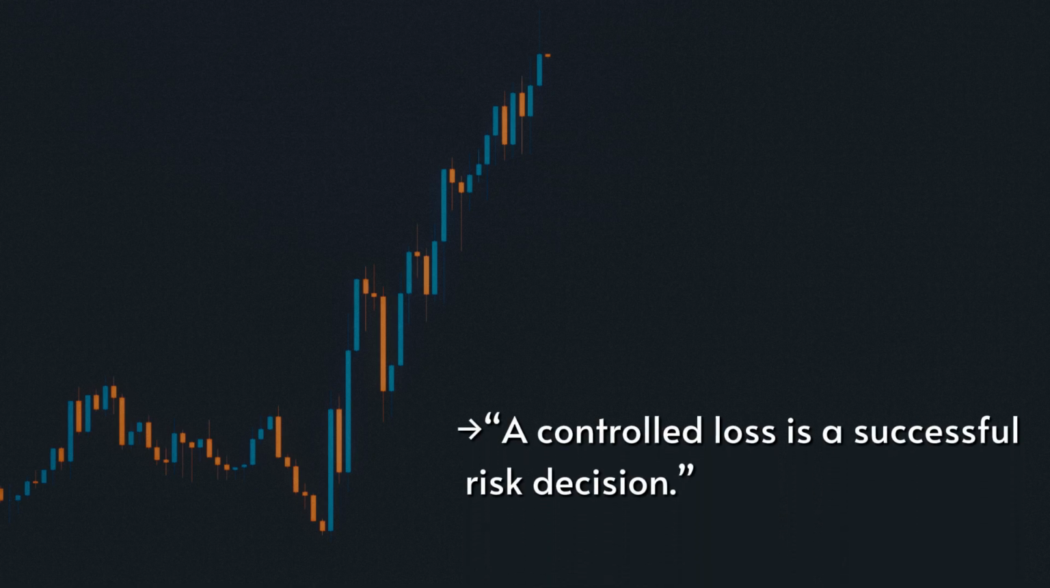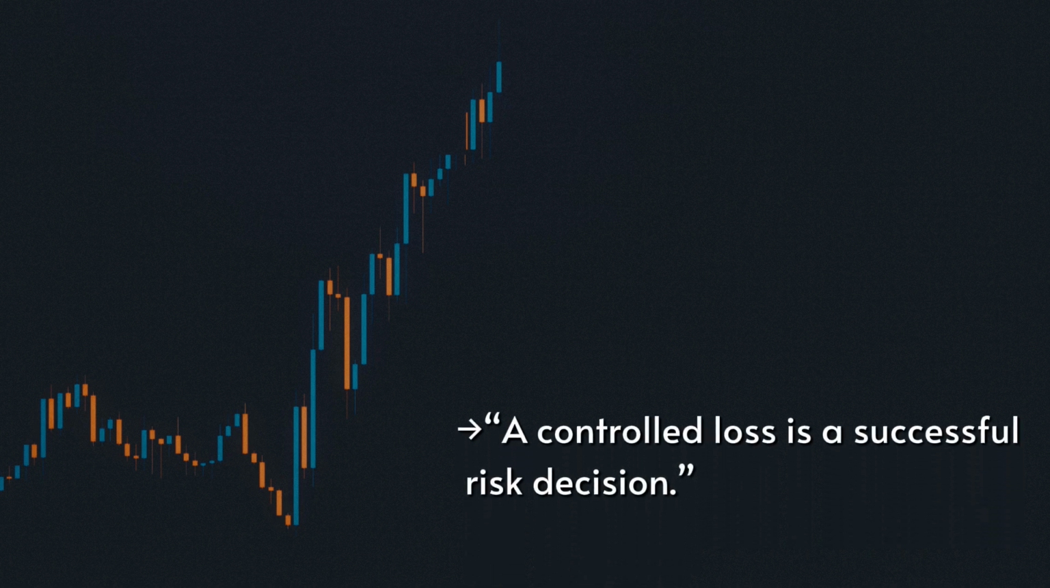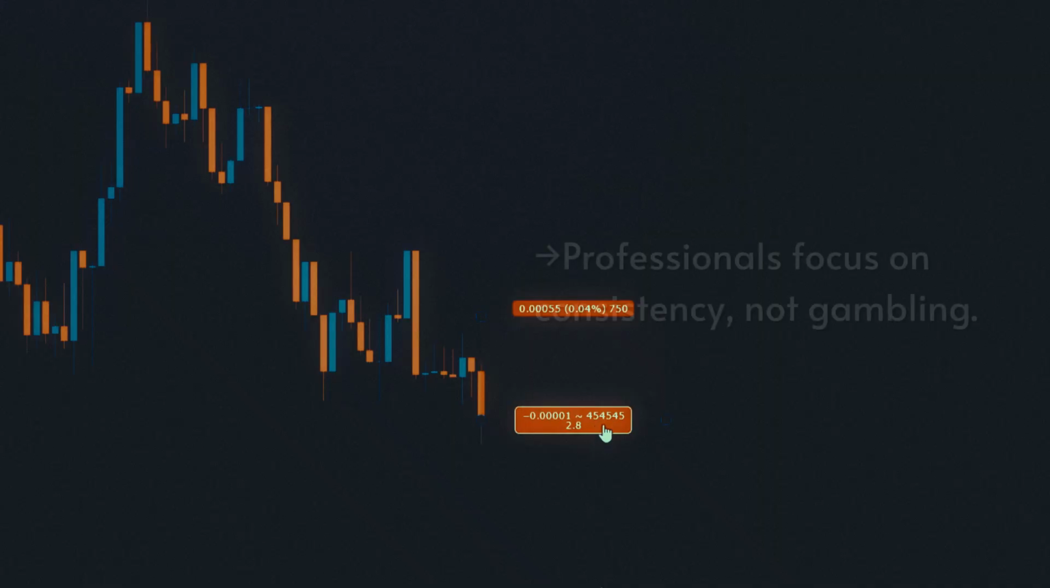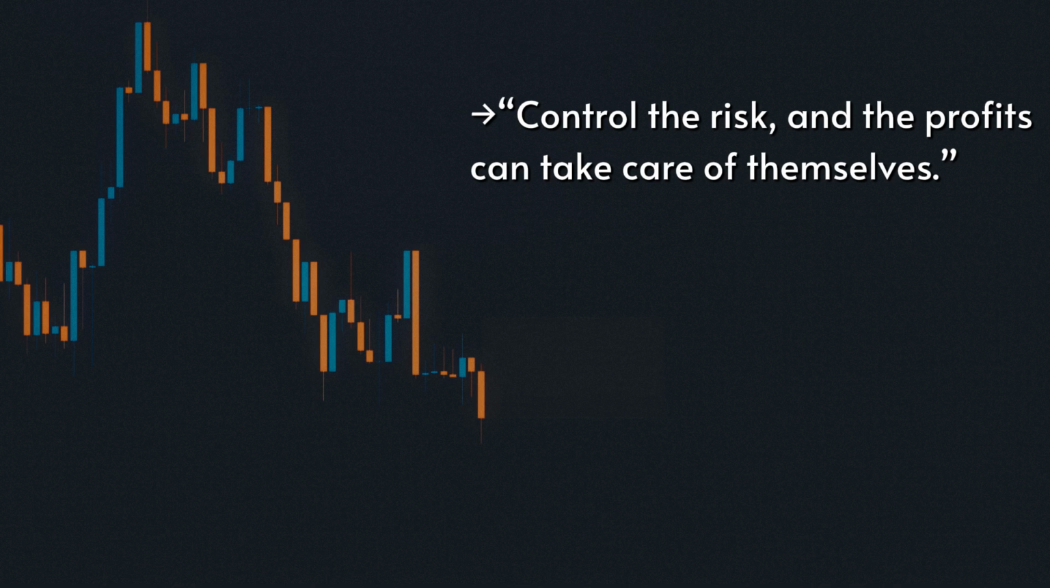And this is exactly why this is non-negotiable for gold. As we said, gold can move fast. A news announcement can send it flying. Without this shield, that volatility is a terrifying threat. But with disciplined risk management, that same volatility is just an opportunity that you are prepared to handle.